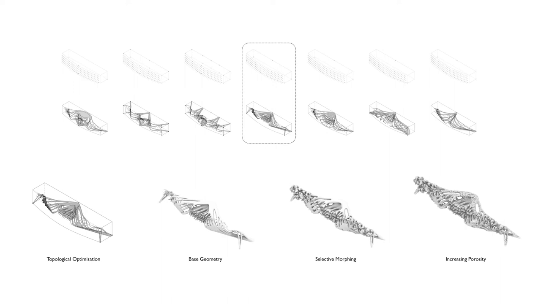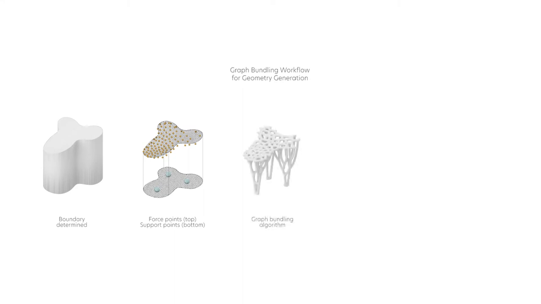of water. In order to provide structural integrity to the synthetic reefs against water forces, an algorithm inspired by topology optimization was used to distribute load through the branching columns. A boundary is determined, followed by force and support points. Graph bundling is used to obtain the base geometry.